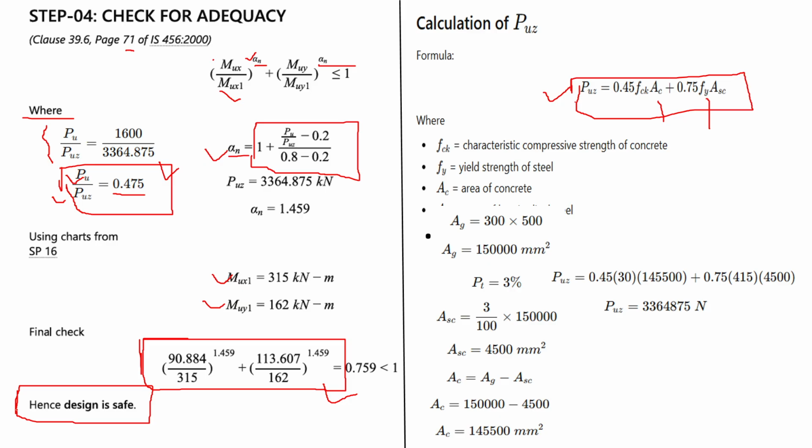Suppose it is coming greater than 1, so what do you have to do? What is in your hand? What should I change? Tell me. You have to increase the percentage of the steel. You have to change the dimension of the column. You will change the grade of the concrete. You have to change the grade of the steel also.